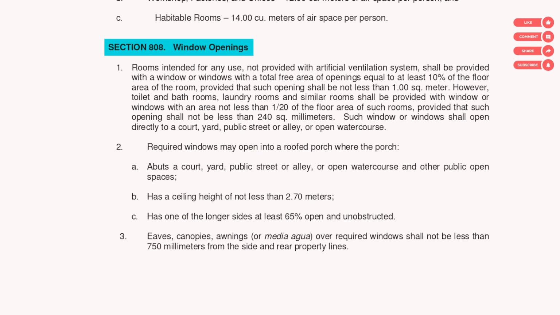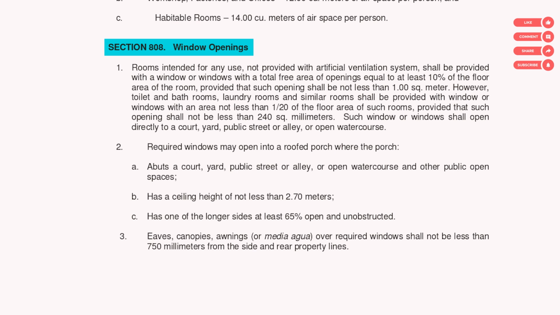Now, another important thing for the ventilation. We have 4 minutes remaining, so let's just finish it until 12. Minimum area ng windows. For habitable rooms, it should be at least equal to 10% of the floor area. So get the floor area of the room, take 10% of that. Dapat ganun yung aggregate area or total area ng mga bintana in that room. Okay? But the absolute minimum is 1 square meter.